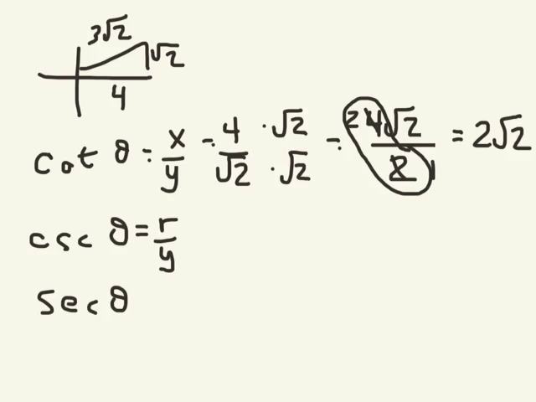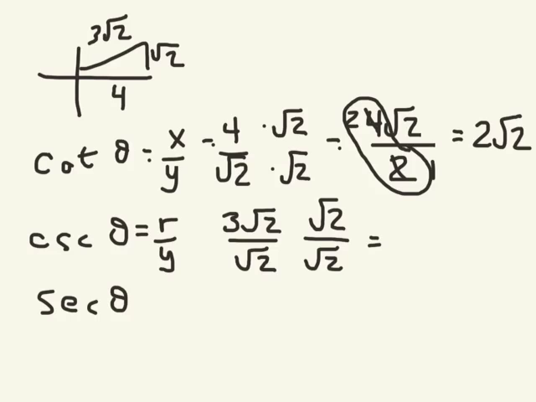As for cosecant, that's r over y. So we're just going to take our r value and put it over top of our y value. This is really good practice. Again, we need to get rid of that radical sign in the denominator, and the best way is to just multiply the numerator and the denominator by whatever is in the radical. So root 2 times root 2, we saw that just makes 2.